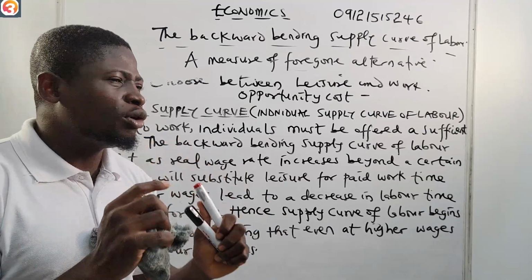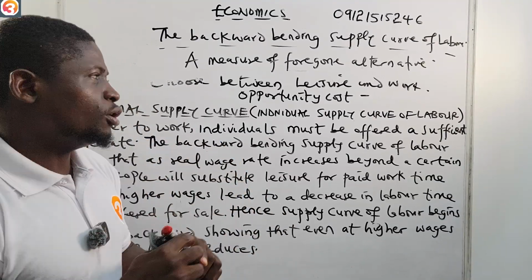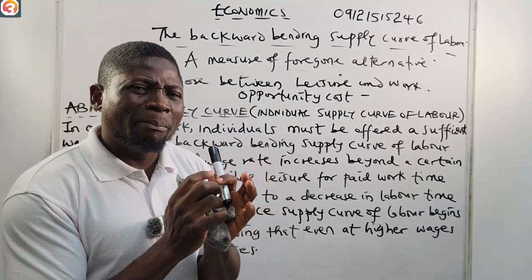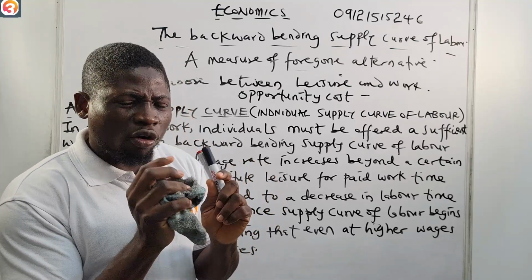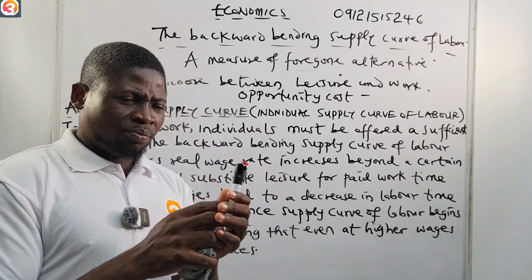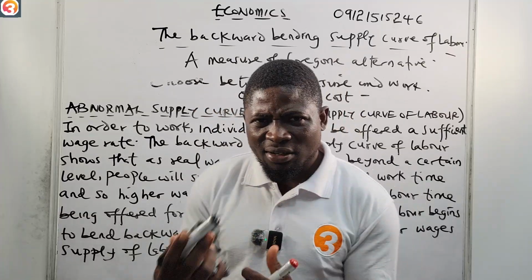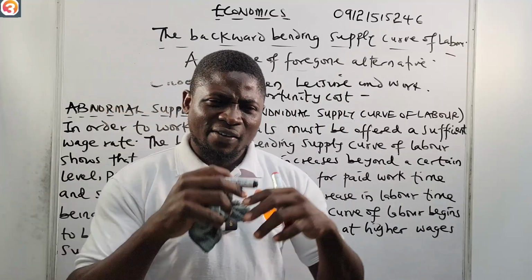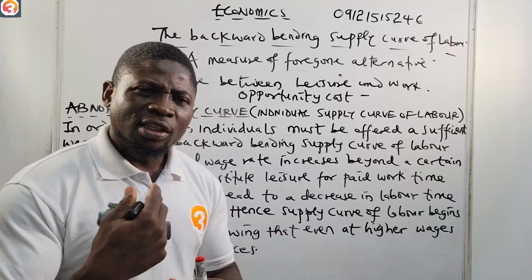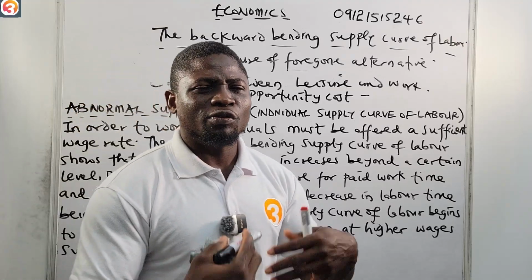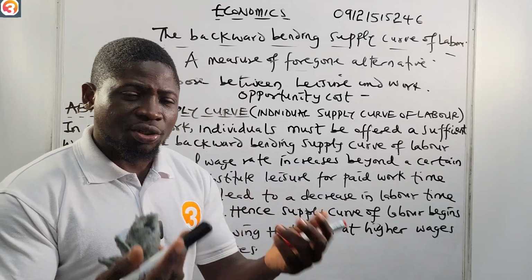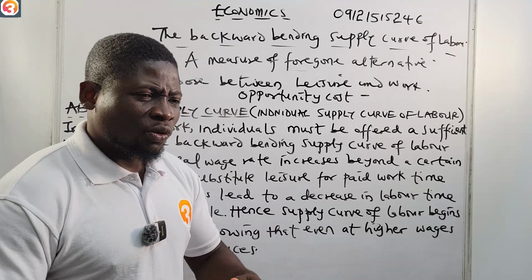So now let us try to understand the abnormal supply curve of labor, or the backward bending curve of supply of labor. What does it say? It tends to tell us that once the wage rate increases, let's say you have an establishment and you increase the salary of the workers, that is the wage rate. Once you increase that wage rate, what happens?